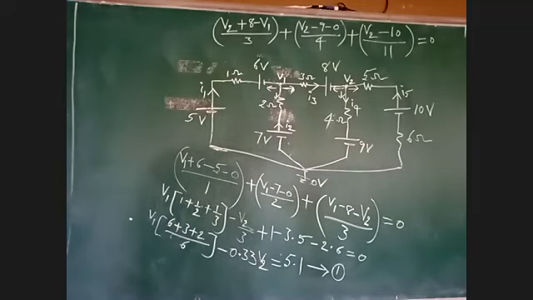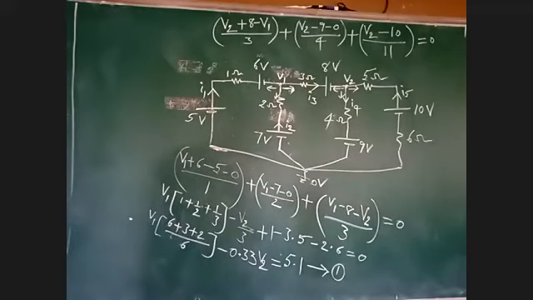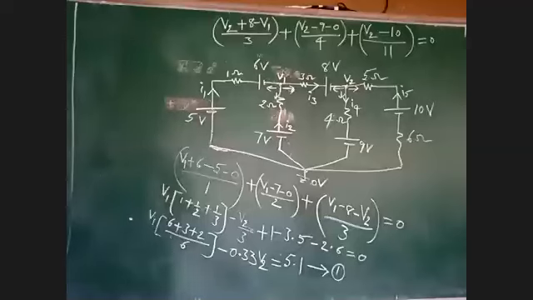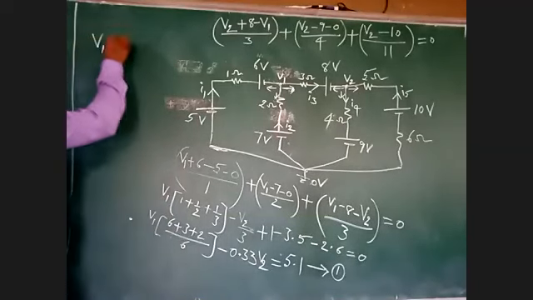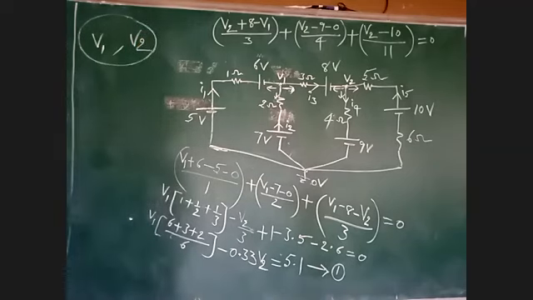This much complicated problem nobody will give in the exam. They will give simple circuits in the exam, but for your understanding, I am telling this. Separate V1 terms, V2 terms, and constant terms, then you will get the second equation. For solving any two unknown quantities, we need two equations. If you solve these, we will get V1 and V2. Now we have calculated V1 and V2.